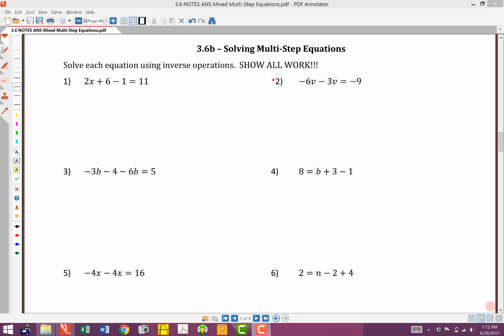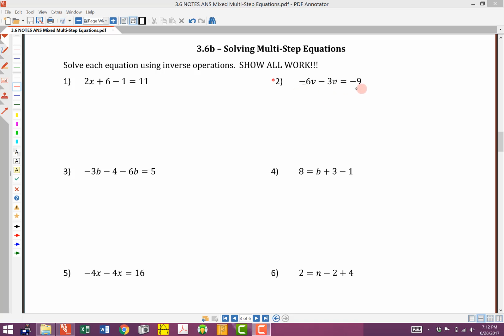Okay, sticking with this whole idea in section 3.6 that we're just kind of reviewing how to solve multi-step equations. So any type of equation that we've learned how to do is fair game at this point. All you need to do is put all those rules together and practice these skills as they come up. So I'm going to go through and do a couple problems from 3.6b.